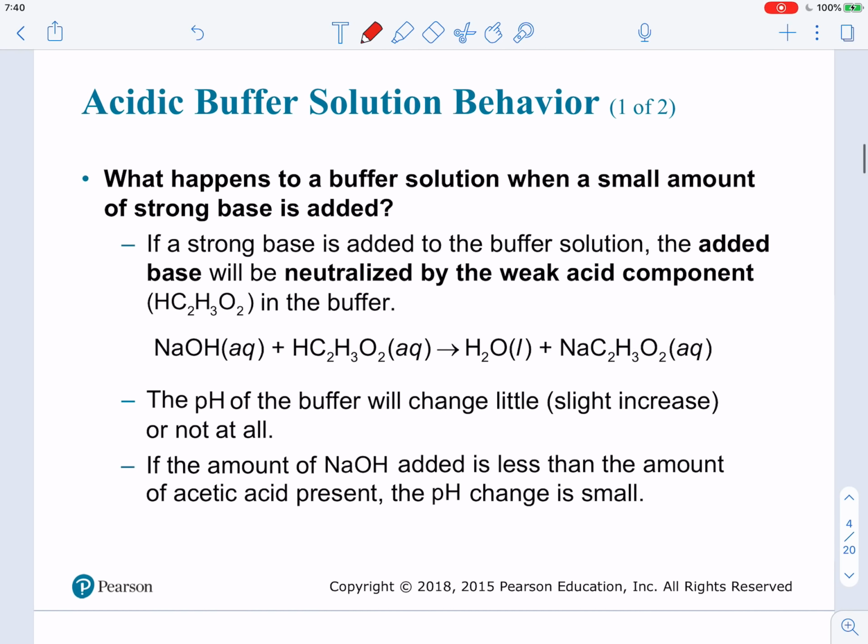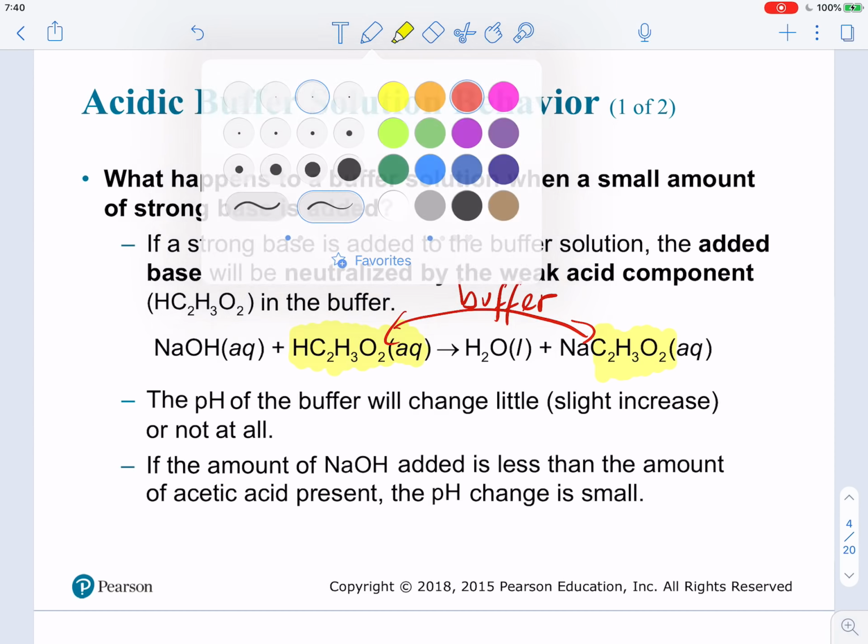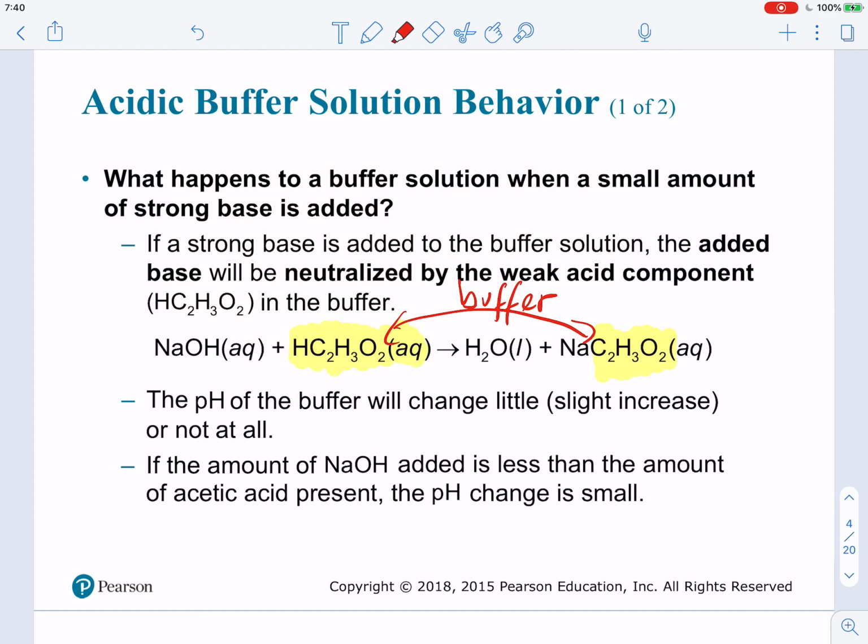So how does the acid buffer behave? Let's say, for example, in this case, we have the acid. Let's highlight the components of the buffer, right? So this is the weak acid, and this is the conjugate base, right? So this is actually your buffer system. And here we have a strong base, right? This is a strong base.